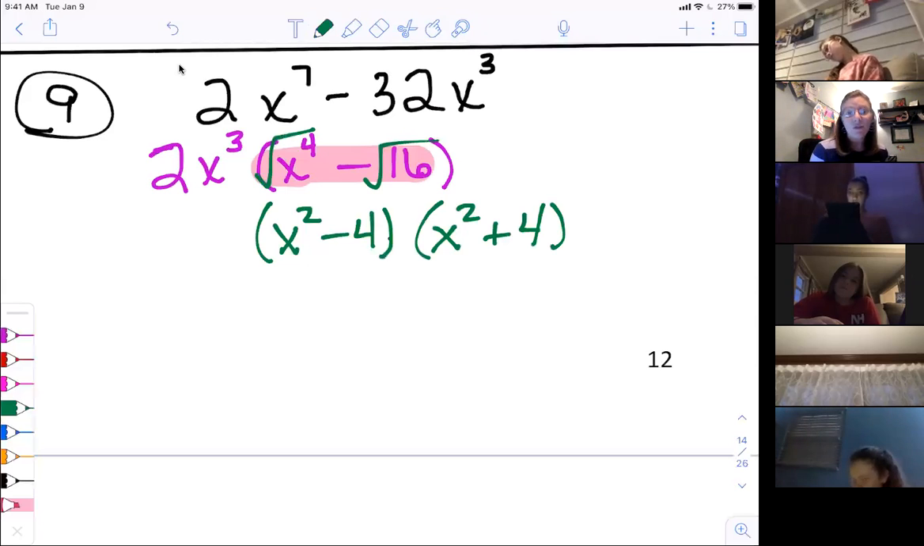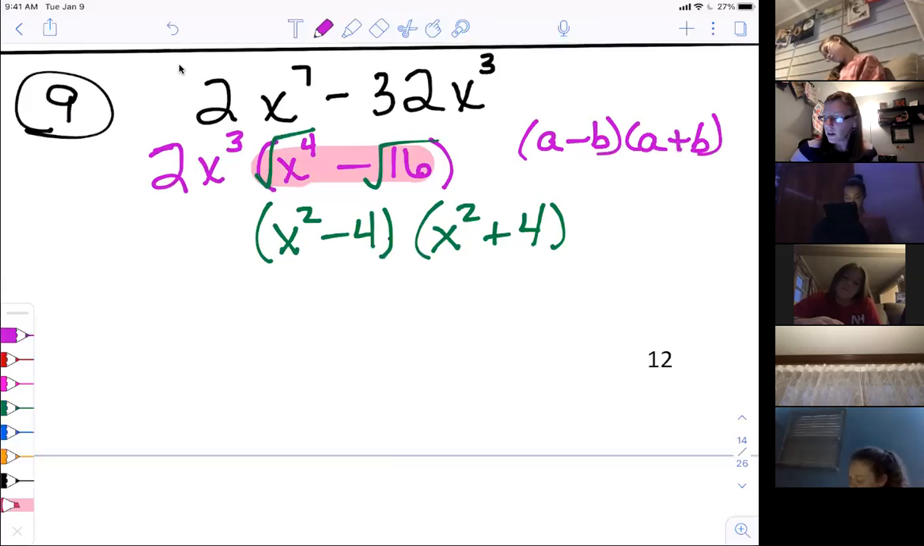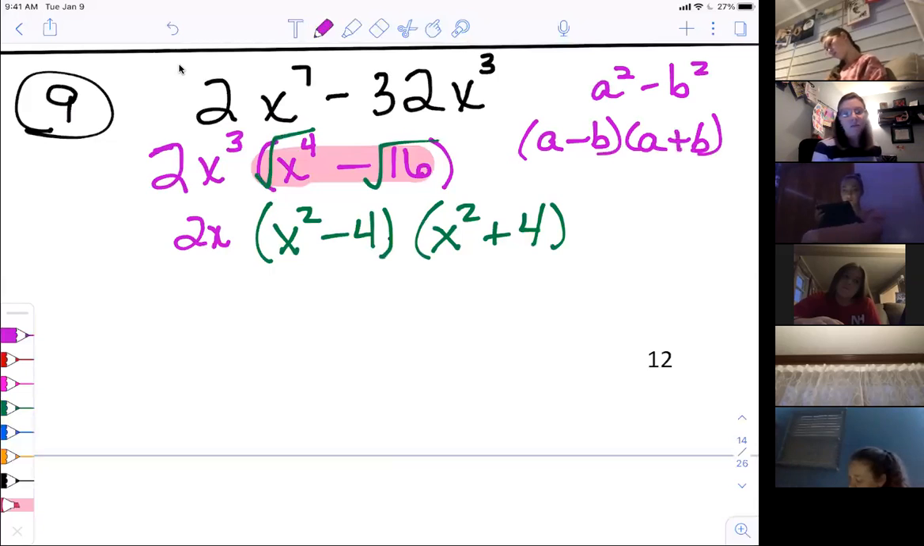So the pattern for the difference of 2 squares says I have to have a minus b and a plus b. That's what the pattern says. So the pattern is a minus b, a plus b. And that's when I have an a squared minus b squared, which means I can take the square root of them. So now I have it factored by taking the square roots because it was a difference of 2 squares.